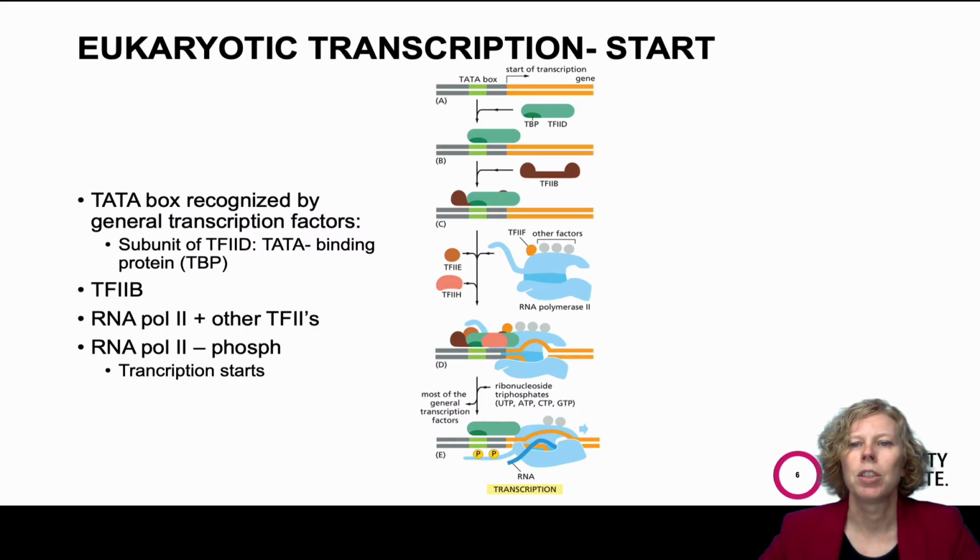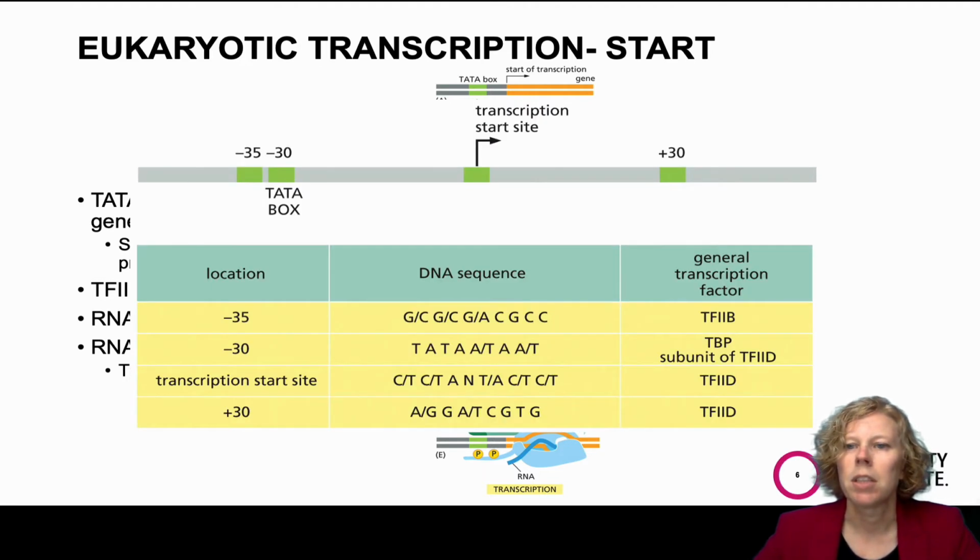Transcription factors bind at the start of eukaryotic genes. These factors are designated TFIIB, TFIID, and so on. Most eukaryotic promoters contain a DNA sequence called the TATA box. The TATA box is recognized by a subunit of the general transcription factor TFIID, called the TATA binding protein, or TBP. The TATA box is a DNA sequence with a specific organization. The binding of TFIID enables the adjacent binding of TFIIB.